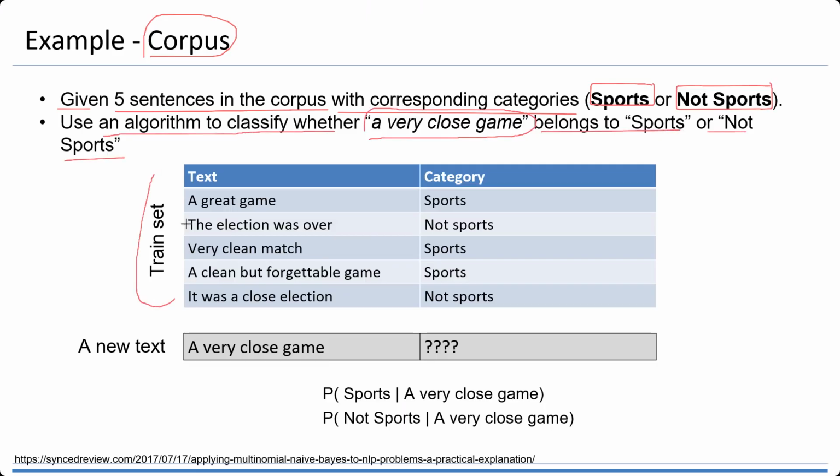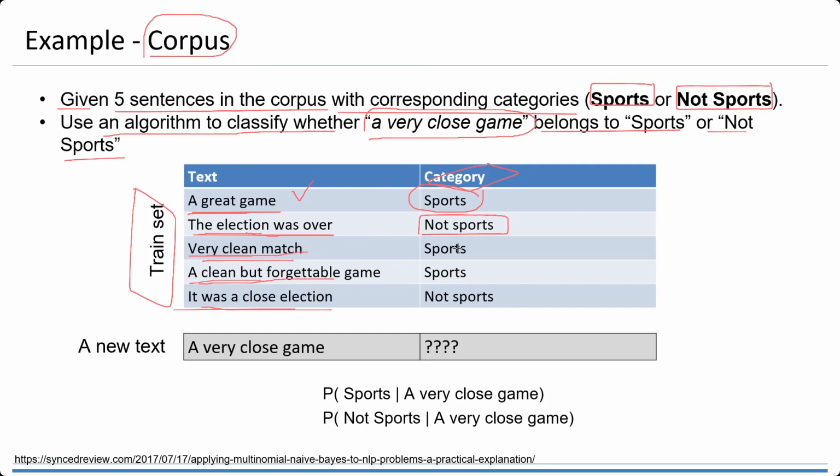So for example, this is the training set. I have 5 sentences. A great game. The election was over. Very clean match. A clean but forgettable game. It was a close election. For each of these we have the category. The text "a great game" is sports. "The election was over" is not sports.